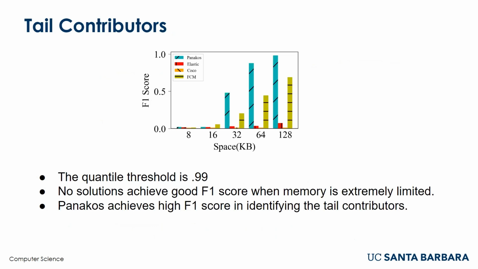For tail contributors, the x-axis is also space, ranging from 8 kilobytes to 128 kilobytes. And the y-axis is F1 score. Higher F1 score means better accuracy. We assume the quantile threshold is 0.99. No solution achieves good F1 score when memory is extremely limited. And we can see that Pentecost achieves high F1 score in identifying tail contributors when the space is about 32 kilobytes to 128 kilobytes.